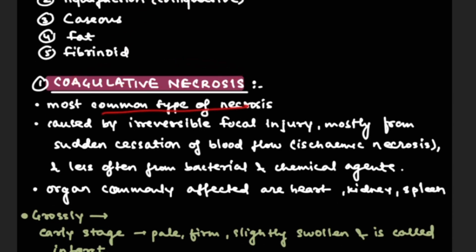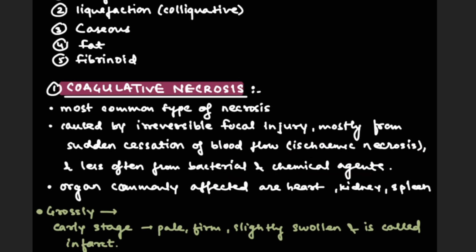It is the most common type of necrosis, and it is caused by irreversible focal injury, which is mostly due to sudden cessation of the blood flow. It is also known as ischemic necrosis, and it is less often from bacterial and chemical agents. The organs which are most commonly affected are heart, kidney, and spleen.